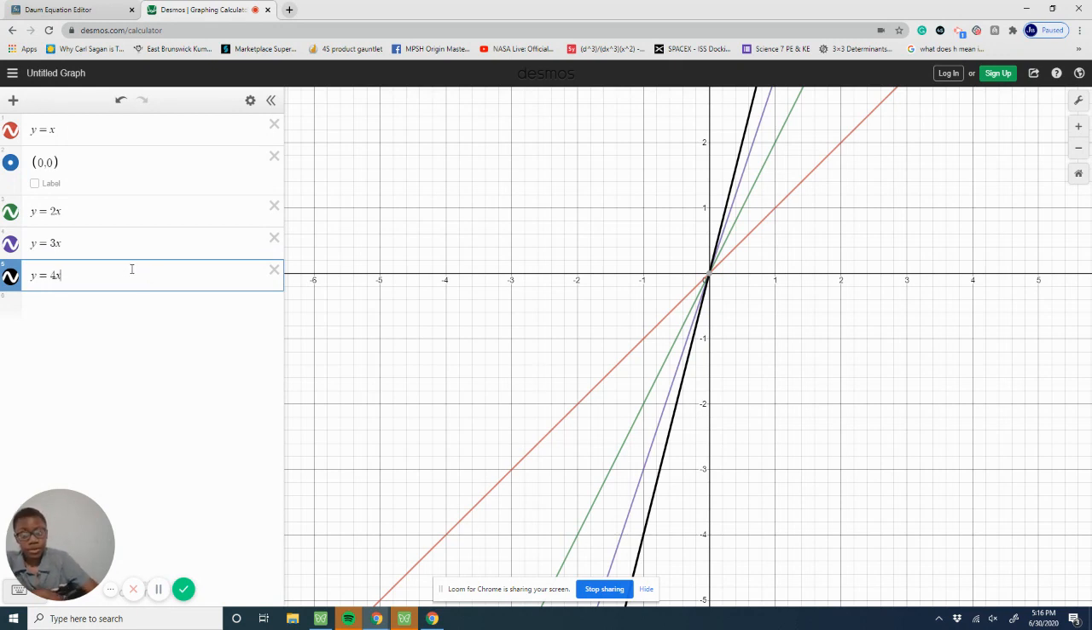That's only one way to view the slope. There's another way. Now let's say, I'm going to, hold on.